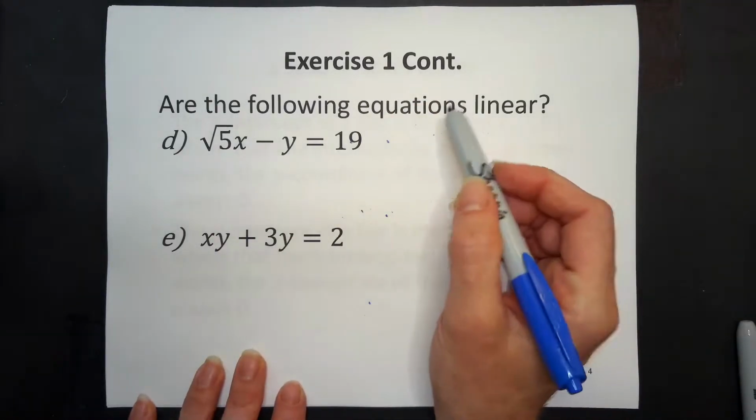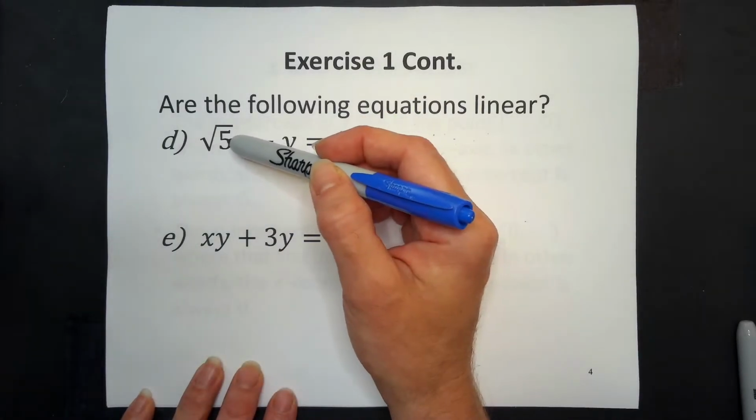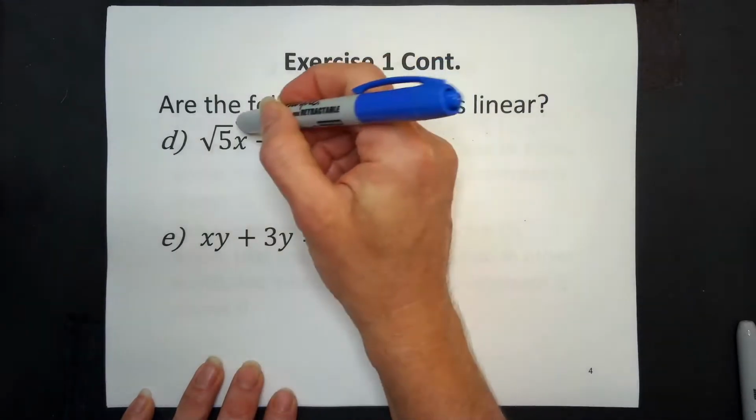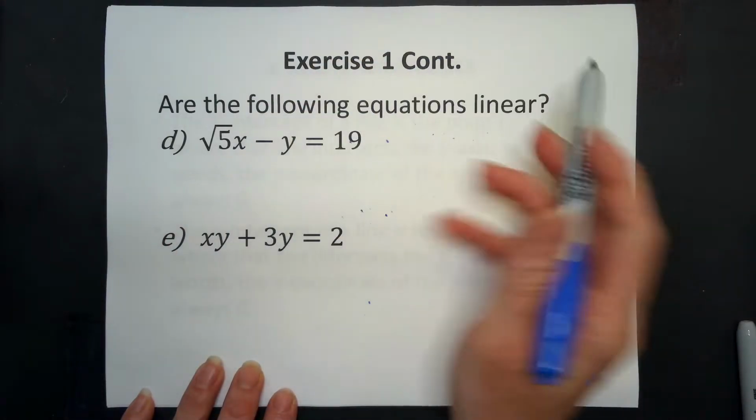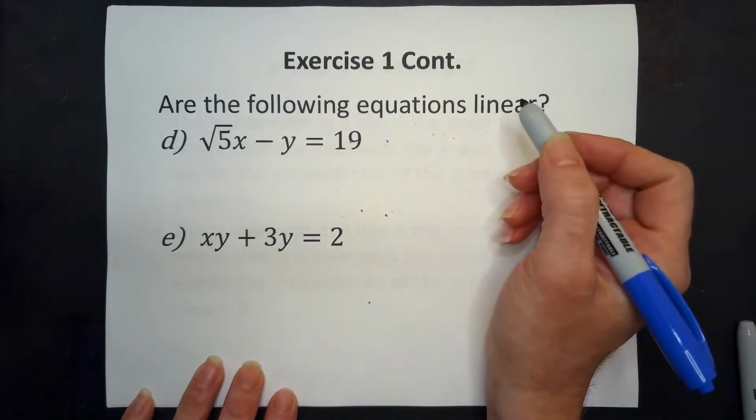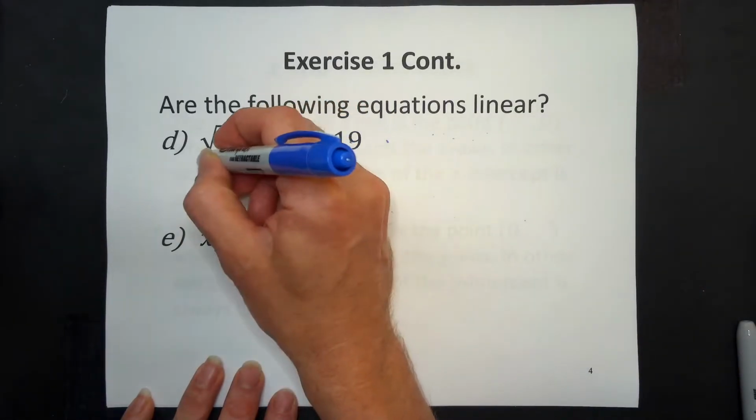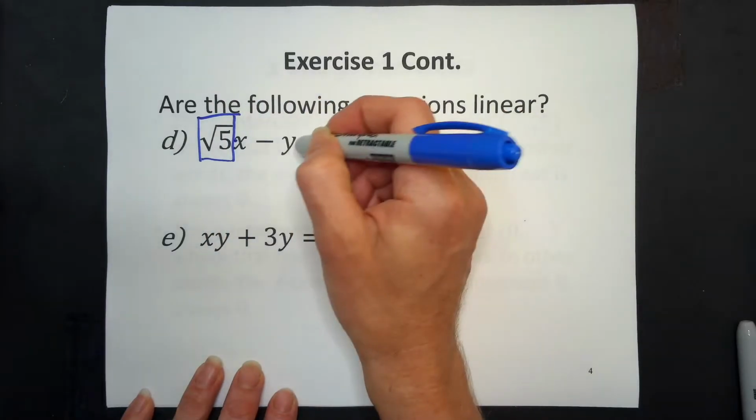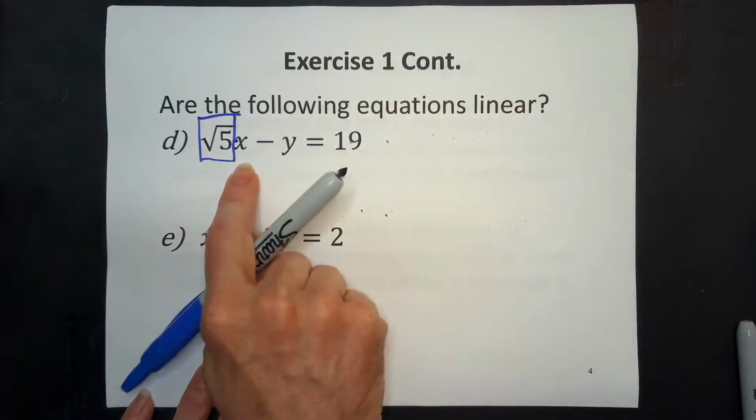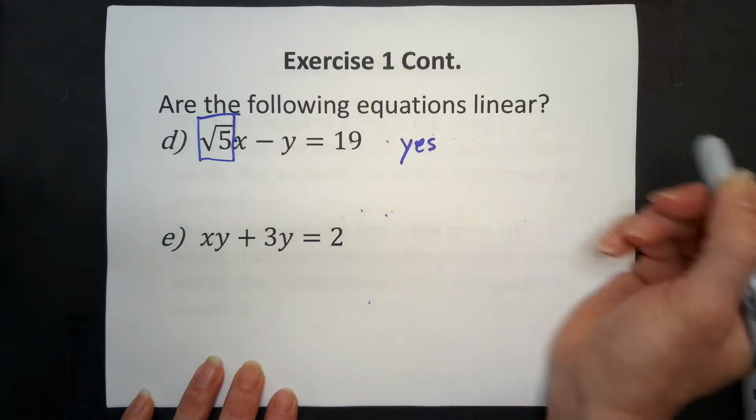Next, are the following equations linear? Now we have problem D, which is the square root of 5 times x. That square root doesn't extend over the x. Minus y equals 19. Here, it's already in standard form. We have our coefficient times our x, and negative 1 times y equals 19. The x and the y are separate. So this, yes, is linear.